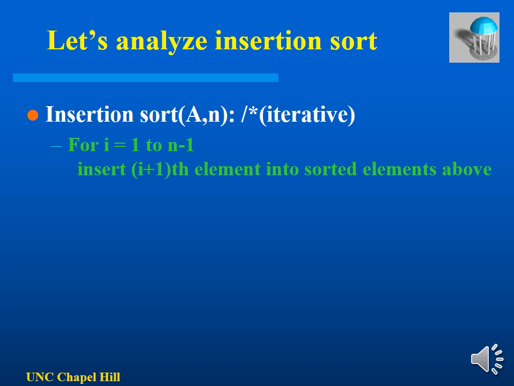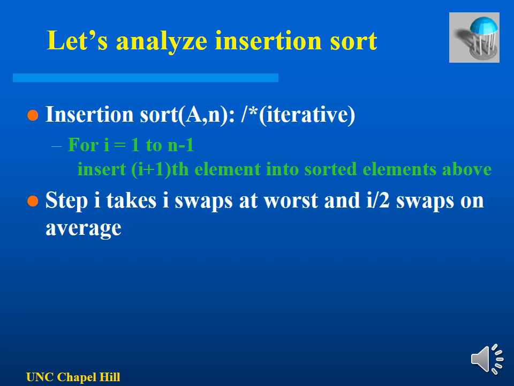So at worst, when we're inserting the i plus 1th element, it has to end up in the first position. And so we have to do i compares and i swaps, compares to all of the elements above, and keep swapping until it gets put up into the first position. The result is that step i of this iteration takes i swaps and i compares. We'll let the swap and compare combination be a computational step. And at worst, it takes i of those.